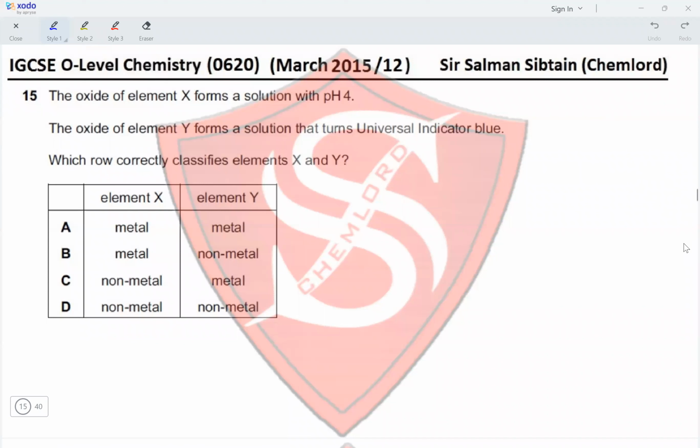Question 15. The oxide of element X forms a solution with pH 4. So the oxide dissolves in water to form an acid. So it is an acidic oxide. Okay. The oxide of element Y forms a solution that turns universal indicator blue. So when universal indicator turns blue, that means a base has been added to it. So it is a basic oxide.